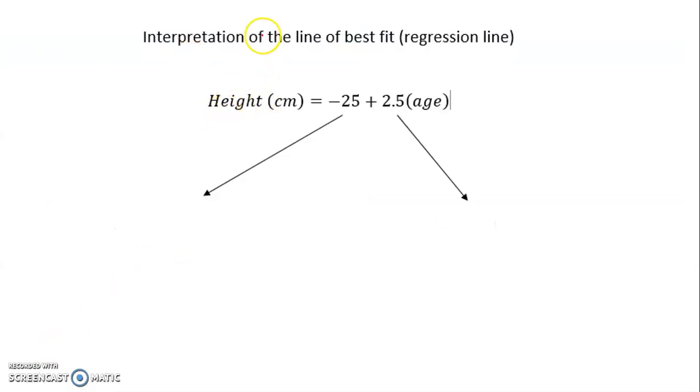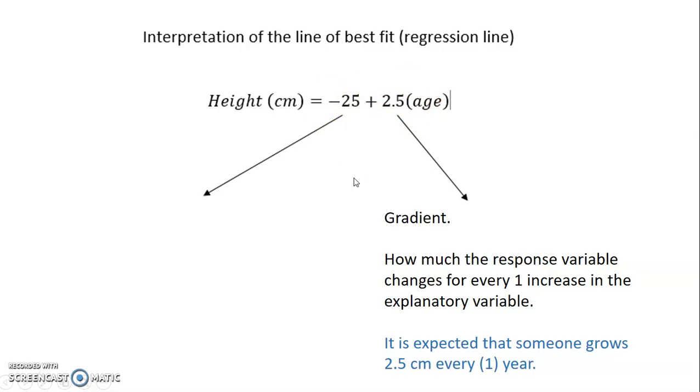Interpretation of the line of best fit, or the regression line. What I've got is just height and age again, because that's what we'll talk about. We've got height in centimeters is -25 plus 2.5 times age. It's about knowing what this number at the front and what this number in front of the age is. Hopefully we remember the number in front of the age is the gradient.